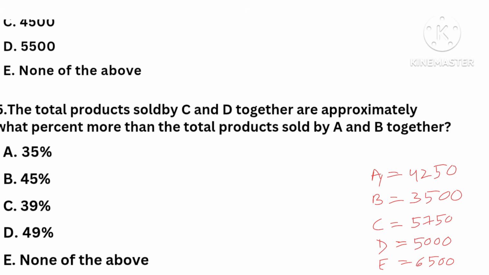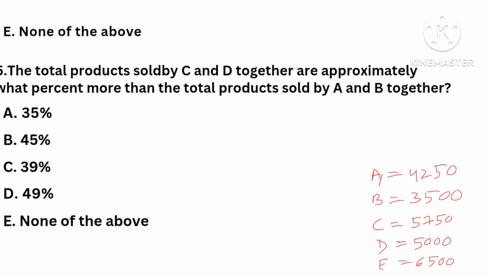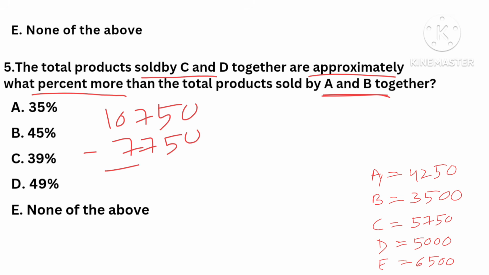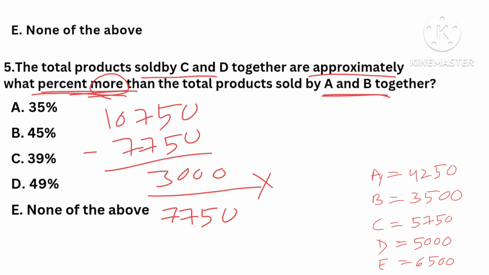Now we are moving to question number 5, which is the final question of this section. This question says that the total products sold by C and D together, which is 10750, are approximately what percentage more than the total products sold by A and B together. The difference between 10750 and A and B together, 7750, is 3000. We are asked about percentage more. More means we take the lesser value, which will be 7750, into 100.